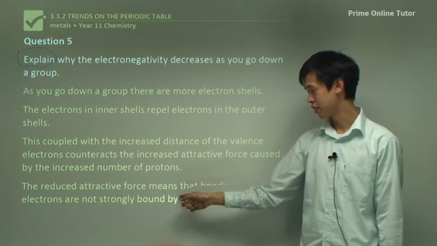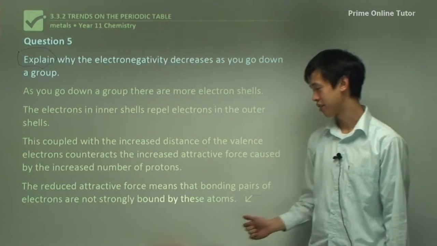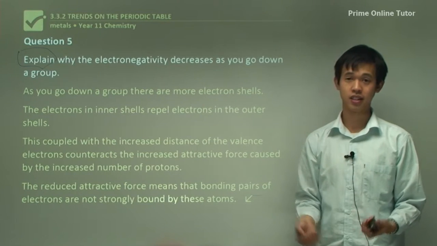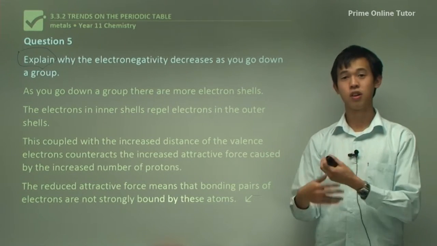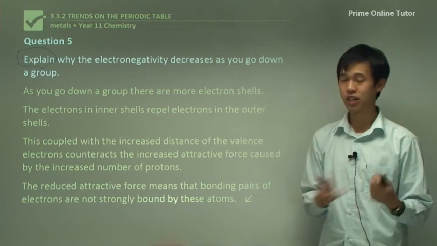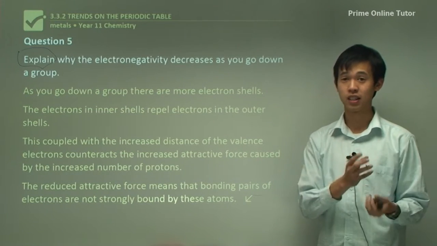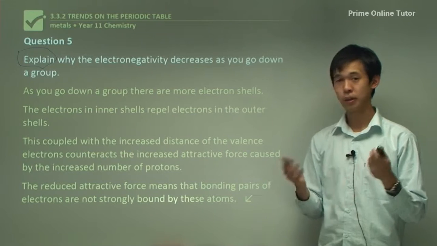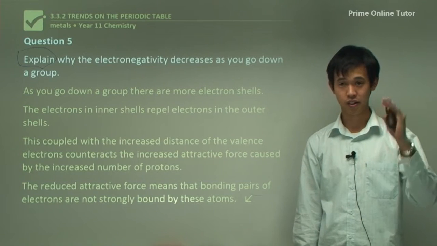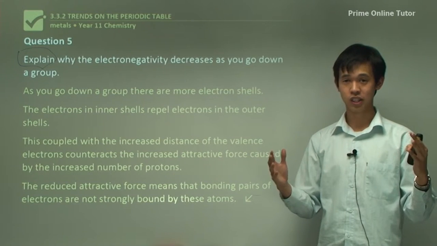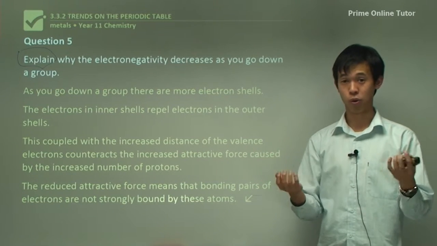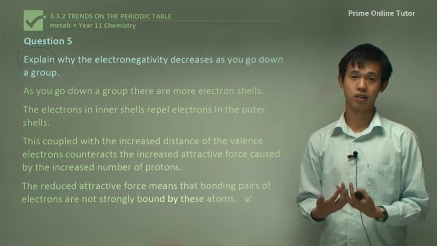This reduced attractive force means that bonding pairs of electrons are not strongly bound by these atoms. If it was to bond with something else, we have a problem in that there are all these electrons repelling it, and we're so far away from the nucleus that the attractive force is very low. So they're not really strongly bonding or attracted to that element because it has so many shells. That's the reason why electronegativity decreases as you go down a group: more electron shells, more repulsion, and bigger distances, so that electron bonding pairs won't be attracted as strongly by those atoms.